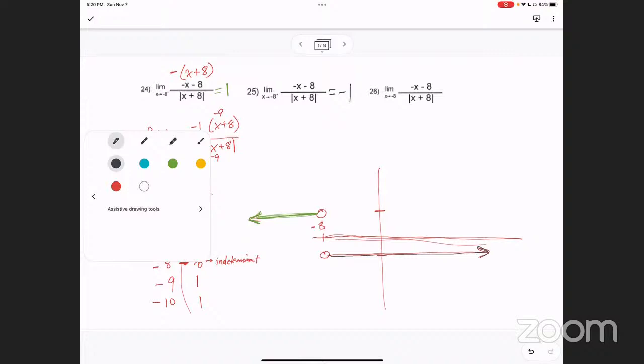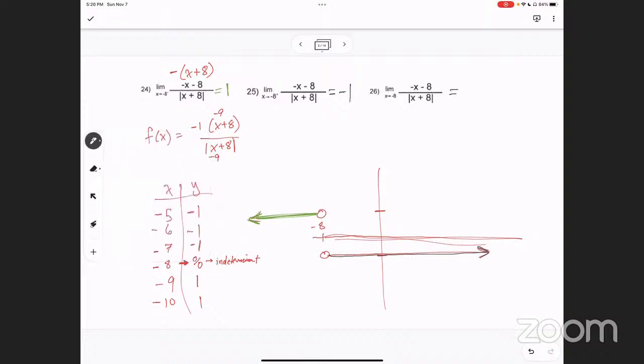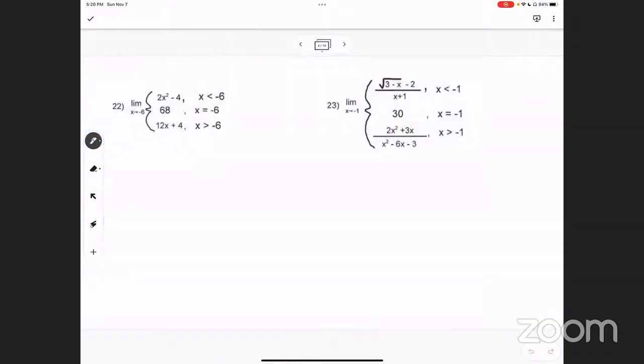Yeah. And so what's the answer for number 26? Does not exist. That's right. Because it has to be the same from both sides. Okay. Does that make sense? Yeah. All right. So now here we have a piecewise function.